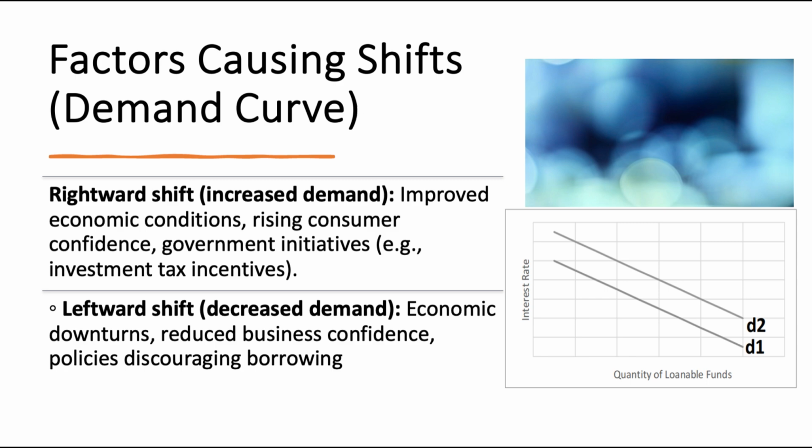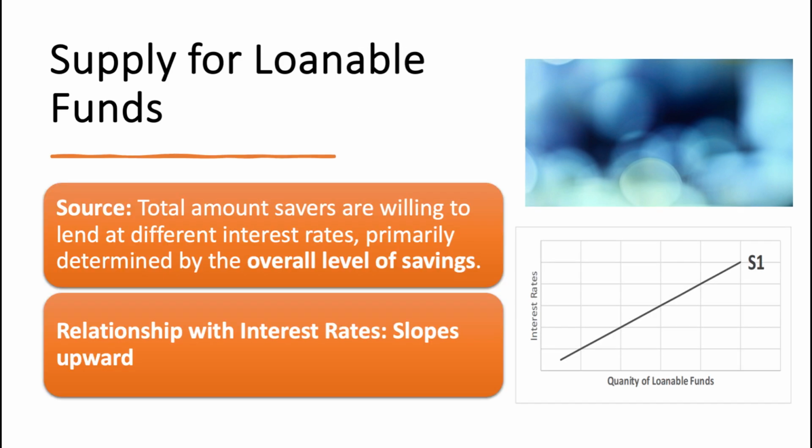On the other hand, a leftward shift, or a decrease in demand, occurs when fewer people want to borrow. This is often seen during economic downturns, when businesses hold back on investments and households reduce spending. A decline in business confidence or government policies that discourage borrowing, like tighter credit rules, can also reduce demand. In short, shifts in demand are not only about the interest rate itself, but also about the broader economic and policy environment.